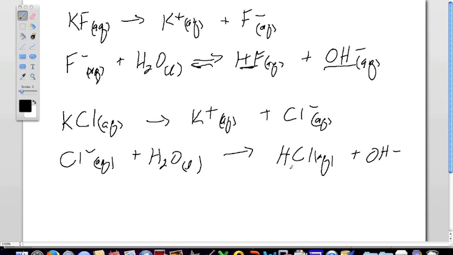However, hydrochloric acid is not a weak acid. That is a strong acid, and we know that strong acids don't form, they dissociate completely. So if you put the chloride ion in water, it does not pull a proton from water to form a strong acid. So this reaction does not happen, and therefore potassium chloride will not affect the pH of the solution. However, potassium fluoride is a basic salt. It will increase the concentration of hydroxide because we form a weak acid, not a strong acid.